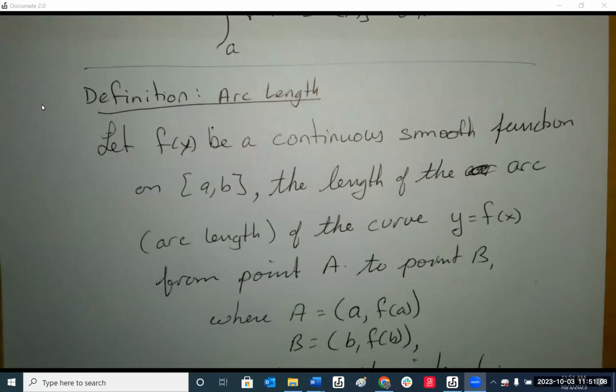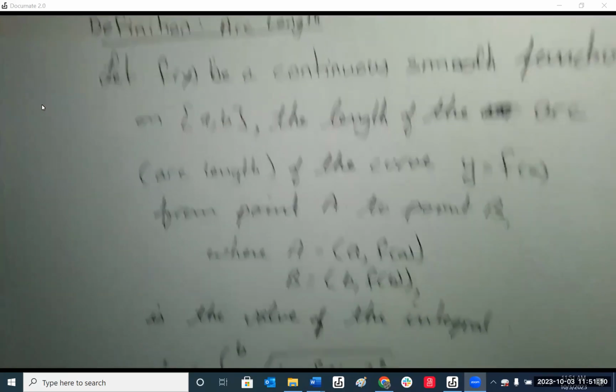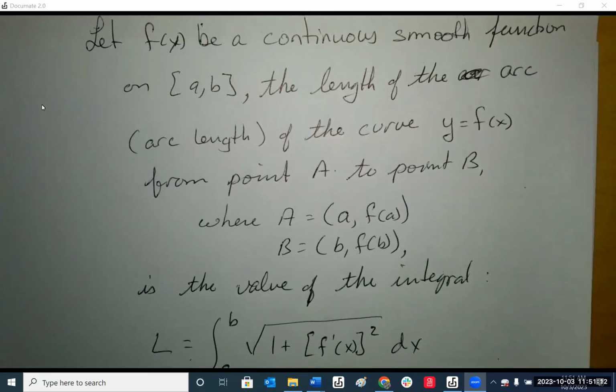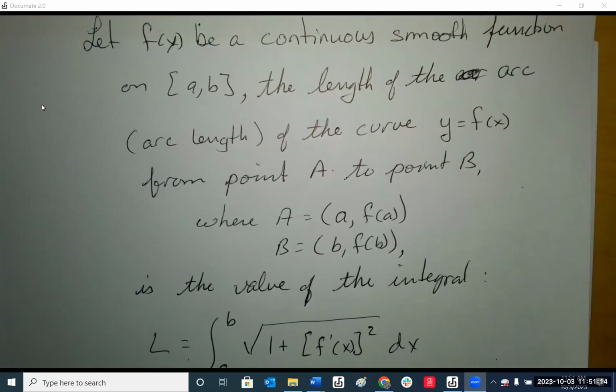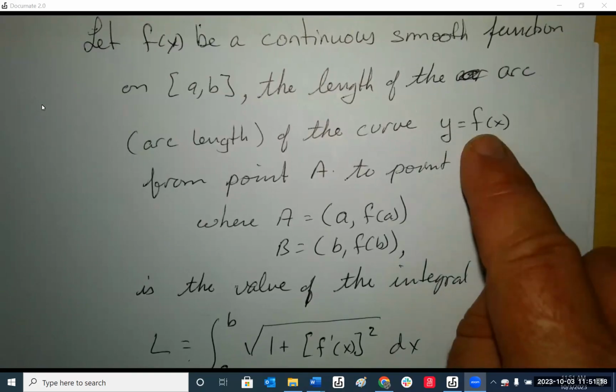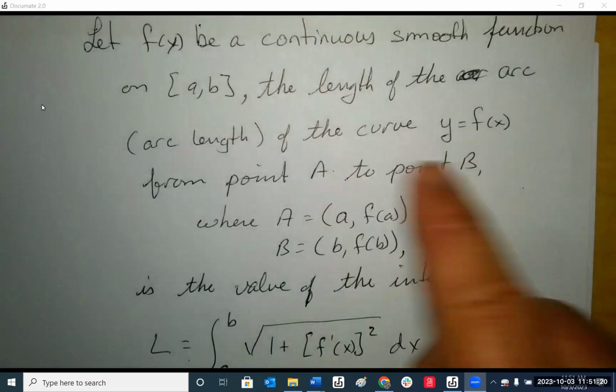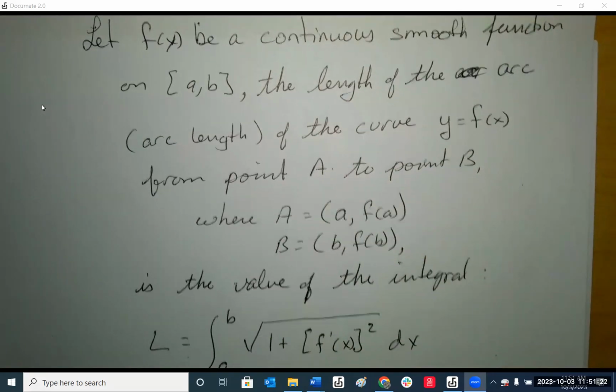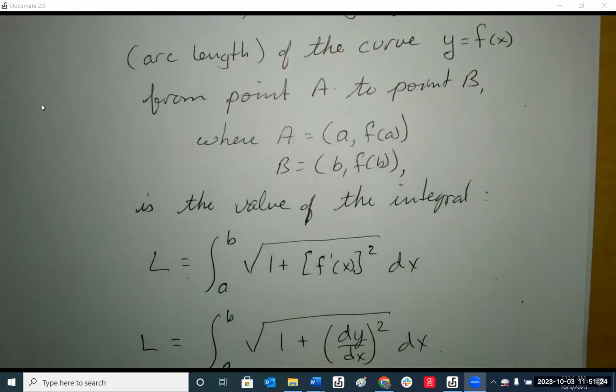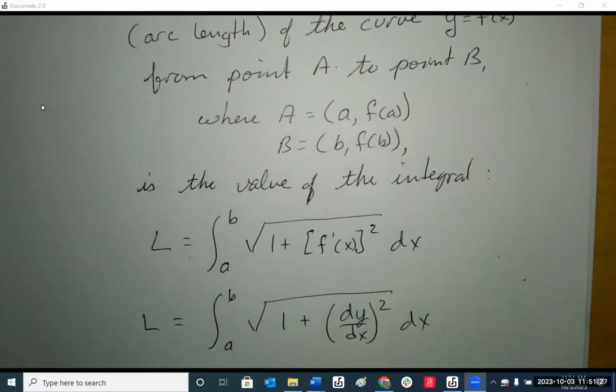Definition of arc length. Let f of x be a continuous smooth function on a closed interval [a, b]. The arc length of the curve f of x from point a to point b is the value of the integral, what we've been dealing with.